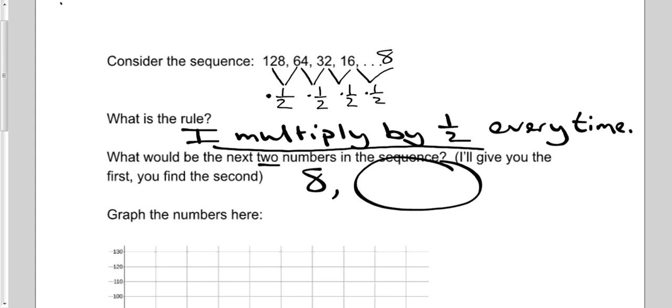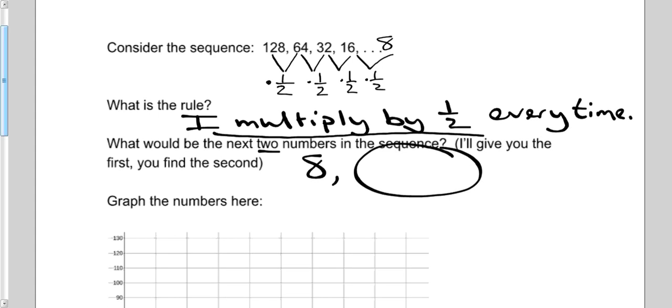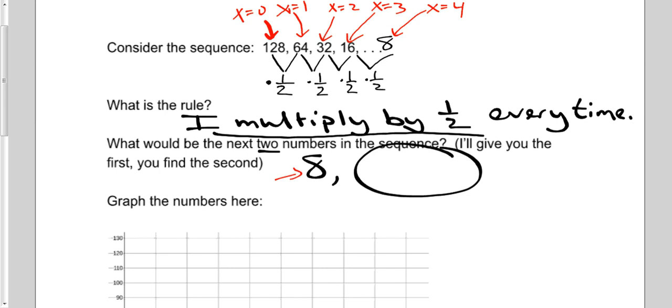Okay, now you're going to graph the numbers. Now remember, I want a thinner pen. This is x equals 0, x equals 1, x equals 2, x equals 3, x equals 4, and this is also x equals 4. And then this one here would be x equals 5.